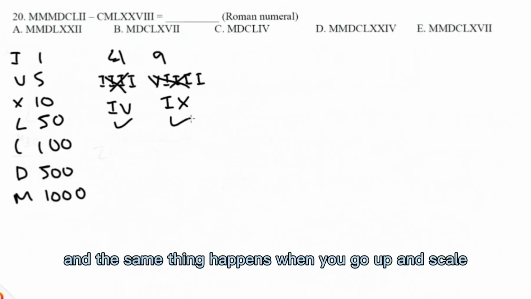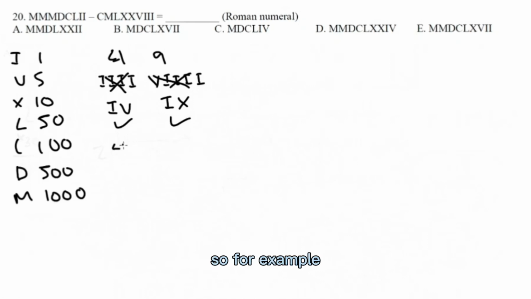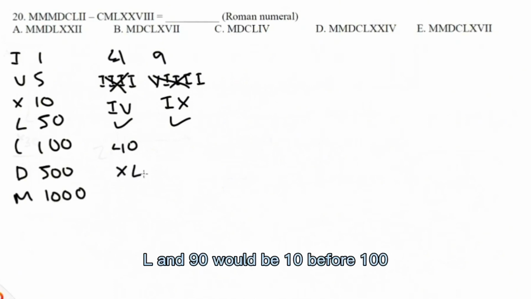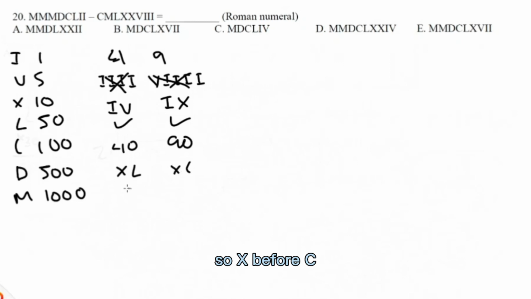And the same thing happens when you go up in scale. So for example, 40 would be 10 before 50. So X before L. And 90 would be 10 before 100. So X before C. These two are correct. Now that we know this, we can solve our problem. So how are we going to do this?